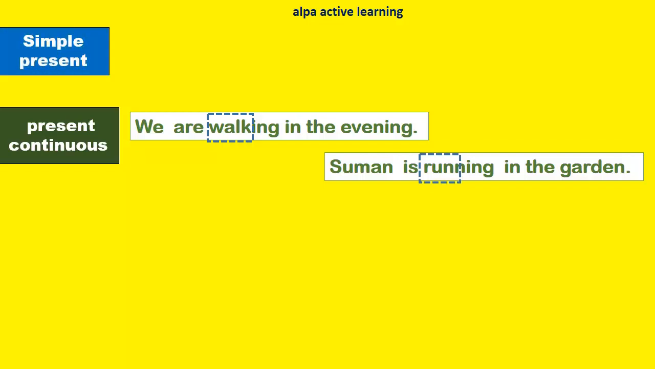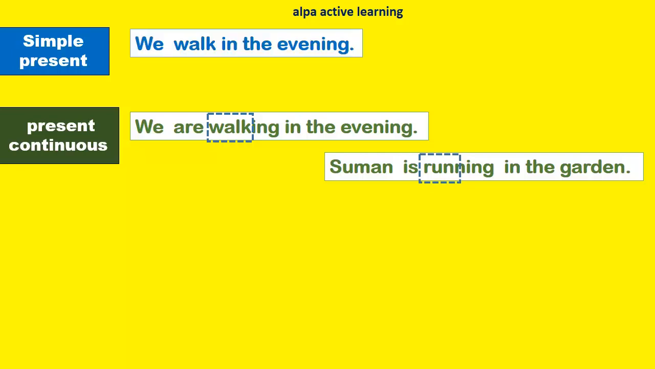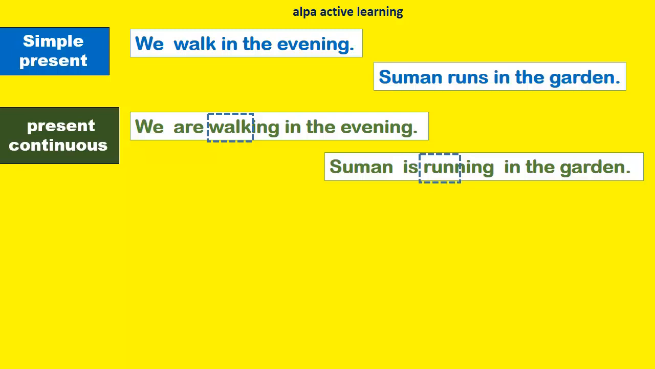So in simple present tense, we just use the base form depending upon the pronoun. So here it is we. So it will be we walk in the evening. But Suman is a third person, right? So when there is a third person singular, we put s or es to the main verb. So Suman runs in the garden. Right. Now let's convert this into present perfect.